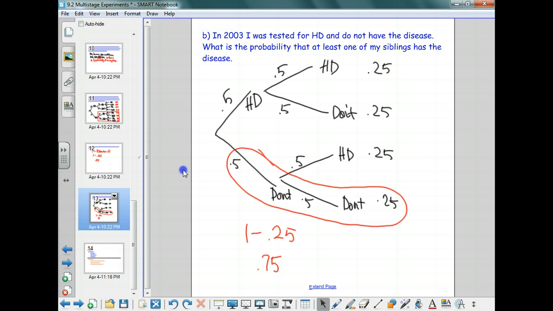You could test when they're still in the womb. So you could test with the intent to abort if they had it. I don't really think that's a good plan. You could do that, that's a possibility. But once the child's born, you can't do that any longer.